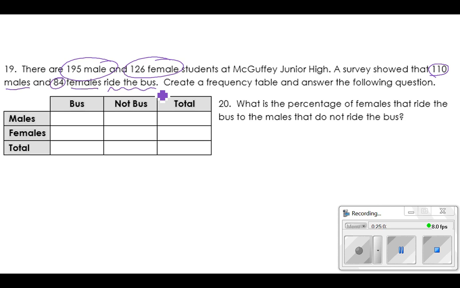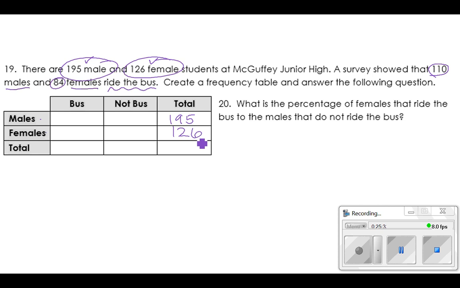So I know from the beginning it says there are 195 males. That has nothing to do with the bus. So I'm going to go to males and go to the total and put 195. So I can check that number off. Then the next number is 126 female students, period. That's how many female students there are. That has nothing to do with the bus, so it is also a total: female 126.